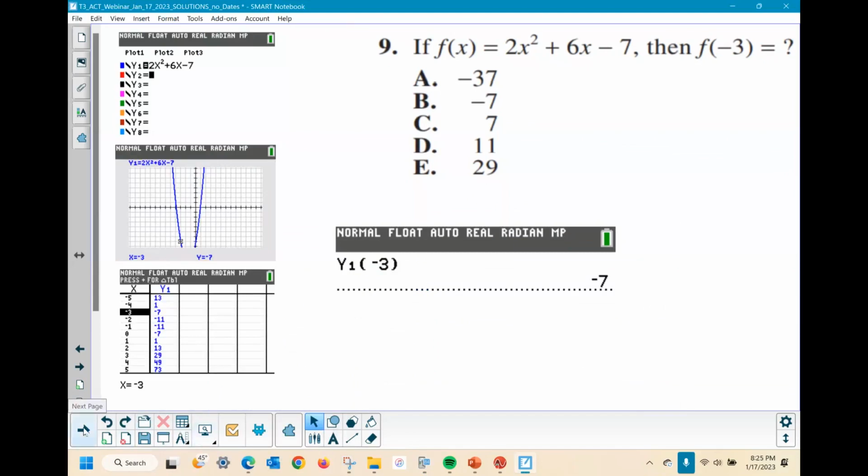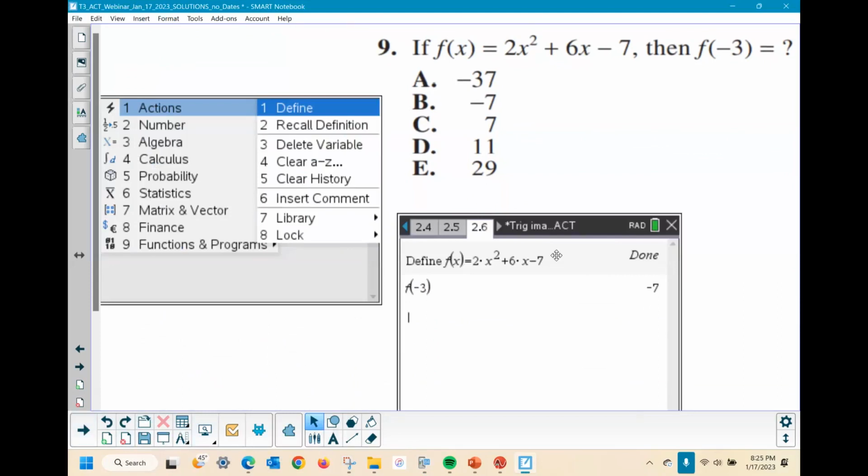Nspire has a really cool way of doing this, which is that you can define functions on the Nspire. It's the very first command in calculator, actions one and define one. So you define it using the same variable and then type it just as you see it. So those of you who use Nspire, I think you have a little leg up on that one. I kind of like the way that looks.